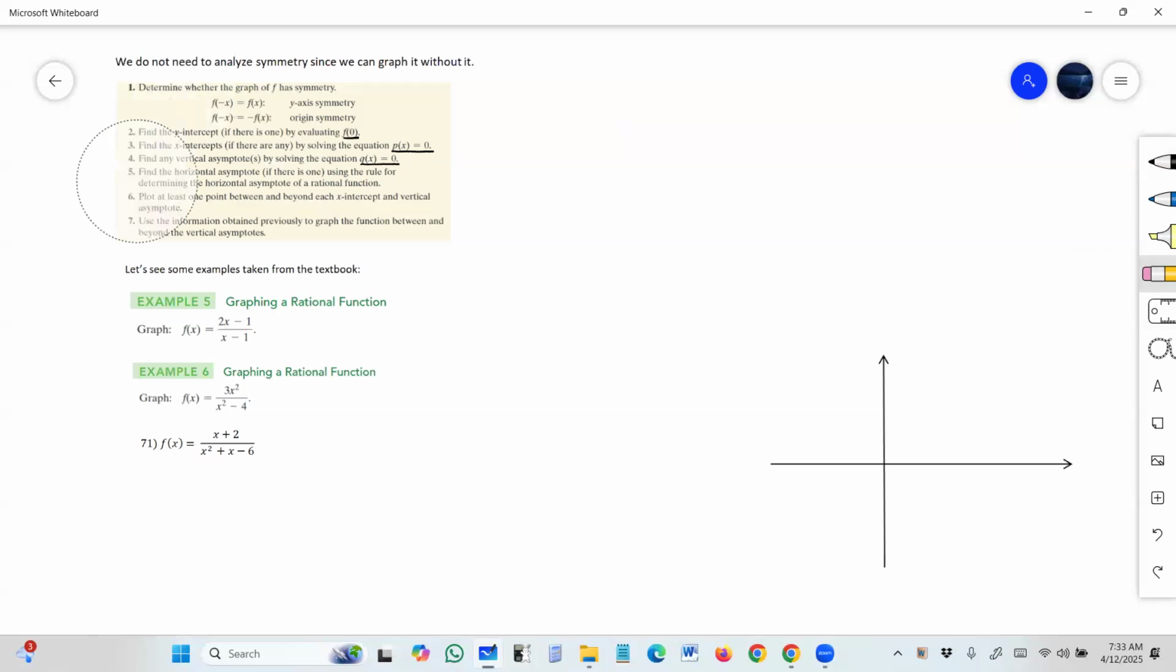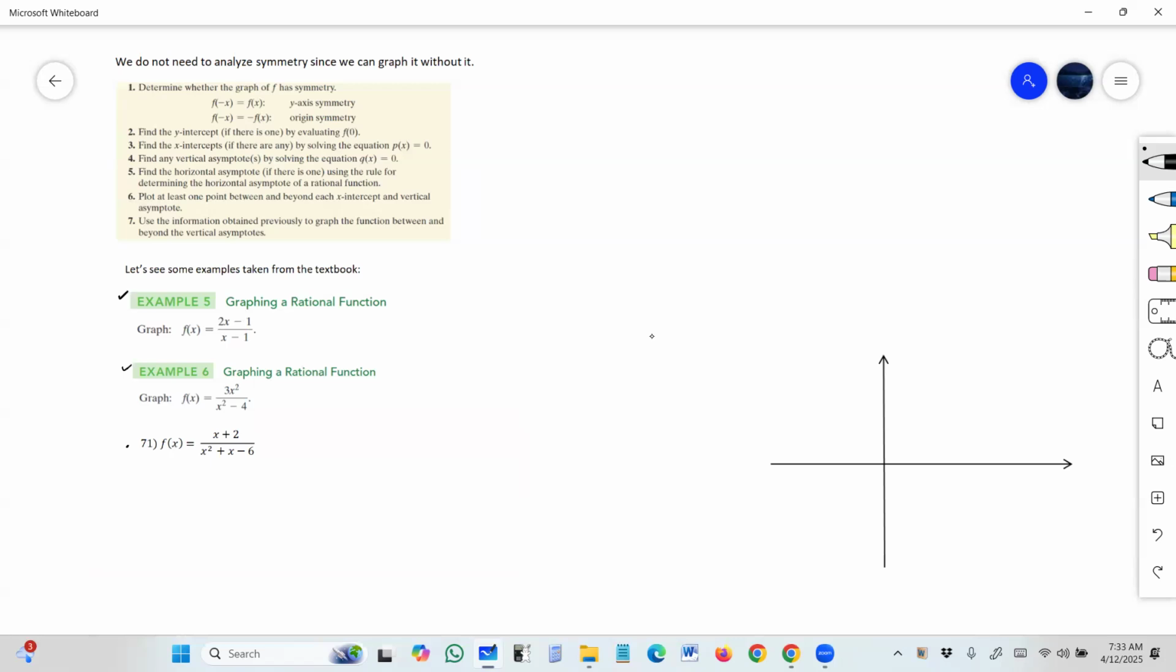So let me erase this. So we have three examples. The first two are worked out in the book, and this is problem 71, which you can also verify. Now, all three are very, very good problems, so that's why I picked them. All right, so let's begin with example 5.